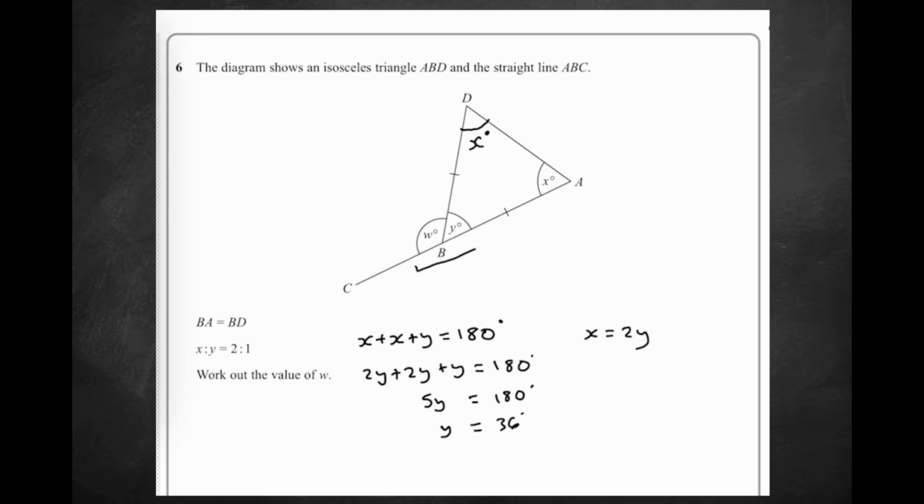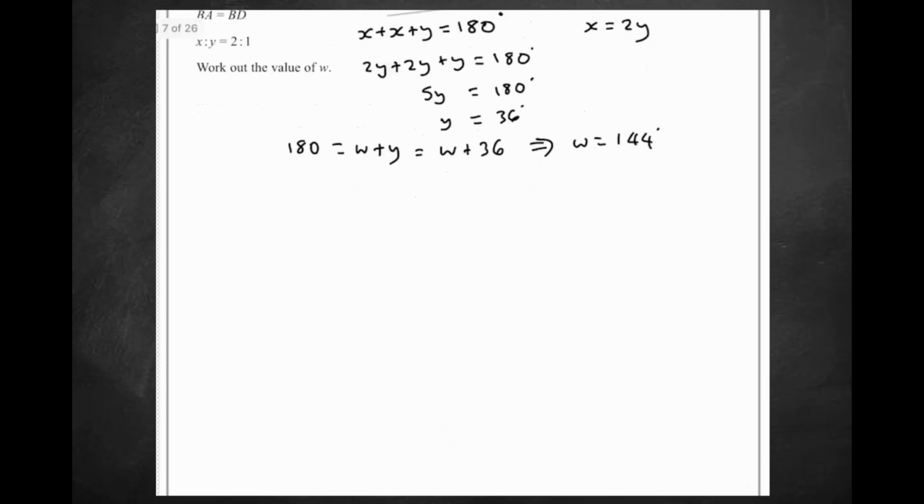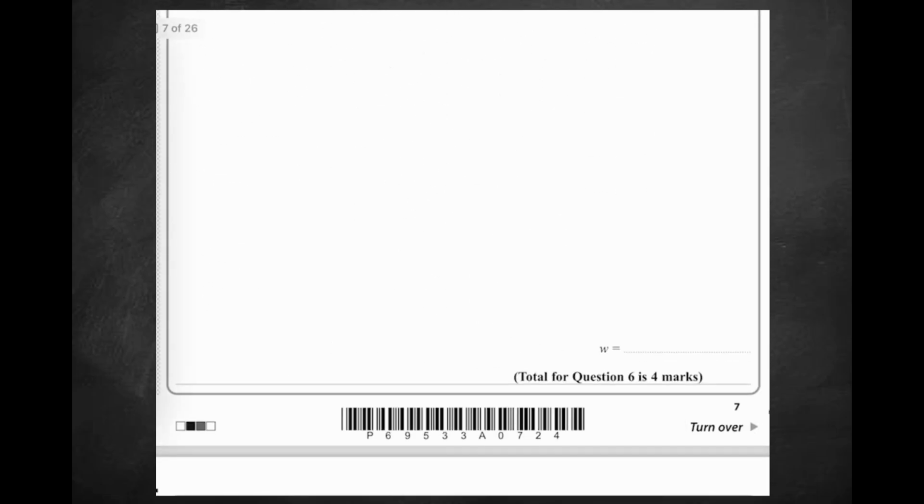Angles on a straight line will add up to 180 degrees. So we can say 180 equals W plus Y equals W plus 36, as we've worked out Y is 36 degrees. Therefore, W is 144 degrees. And that's 4 marks.